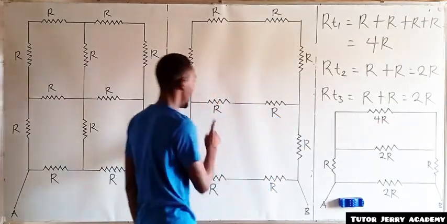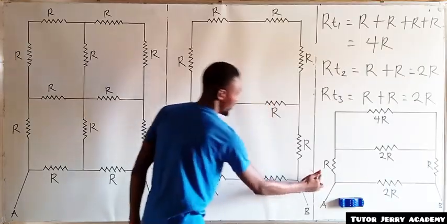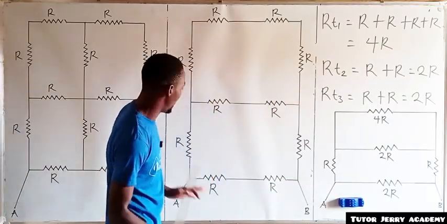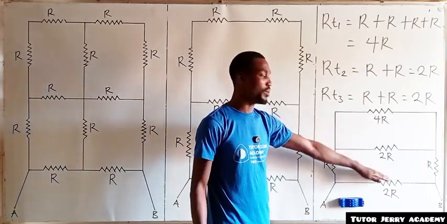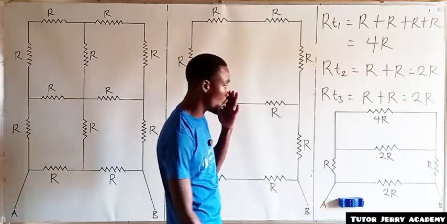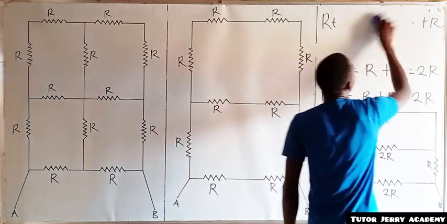So this is it here. R plus R is 2R. R plus R is also 2R. Then this R remains there. That is this resistor and this resistor. If you look at this 4R and this 2R, they are in parallel, right? So we are going to clean this side. So let's resolve that there.